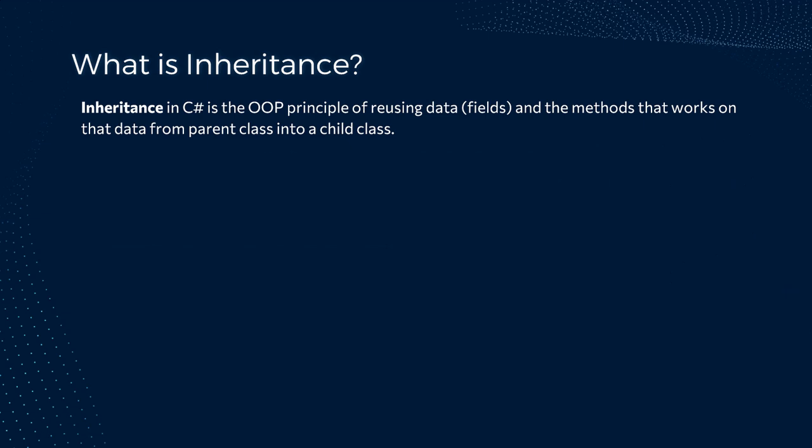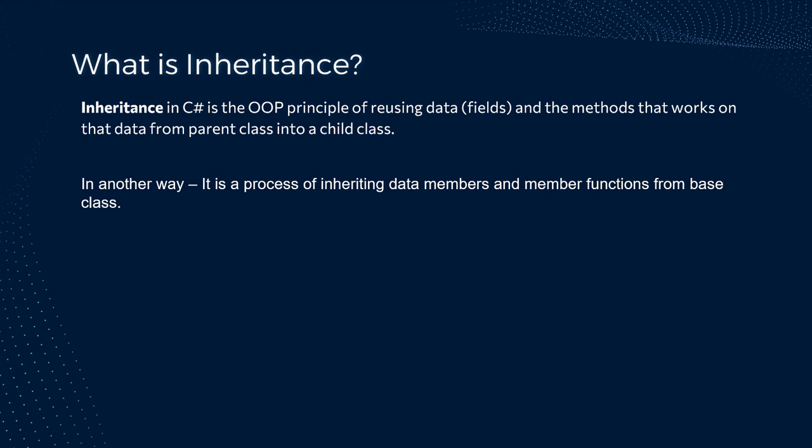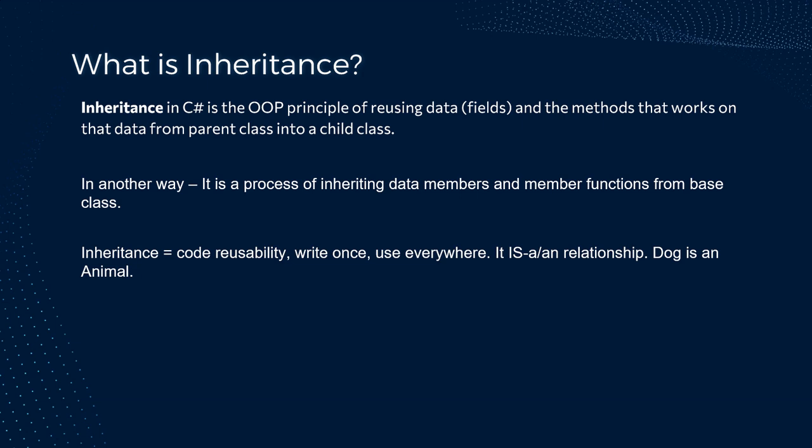Inheritance in C# is the OOPS principle of reusing data or fields and the methods that work on that data from a parent class into a child class. Or in another way, it is a process of inheriting data members and member functions from a base class. So here there will be a child relationship. So inheritance is equal to reusability. So write once and use everywhere.